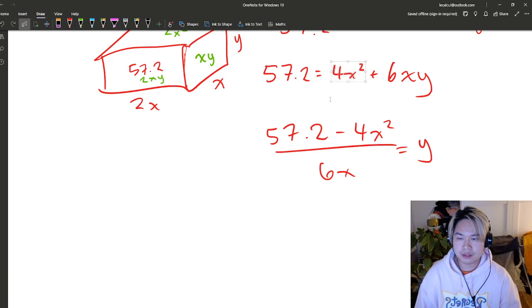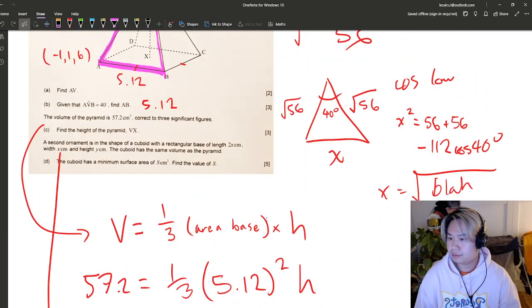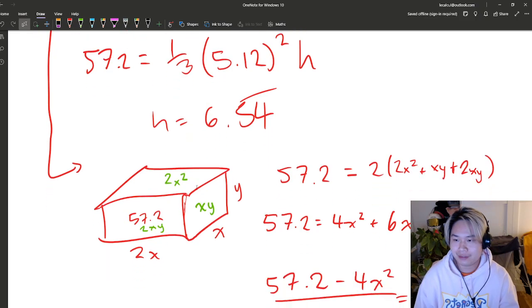Yeah, so moving this term over to the left side and then dividing by 6x, you'll have this. And then, wait, I totally messed this up. Okay, I'll add a timestamp for this.